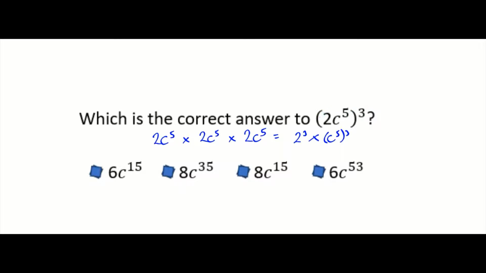So 2 cubed is 8, so it's definitely not one of these answers. And then c to the power of 5 cubed, we're going to multiply those to get 15. So the correct answer there was 8c to the power of 15.